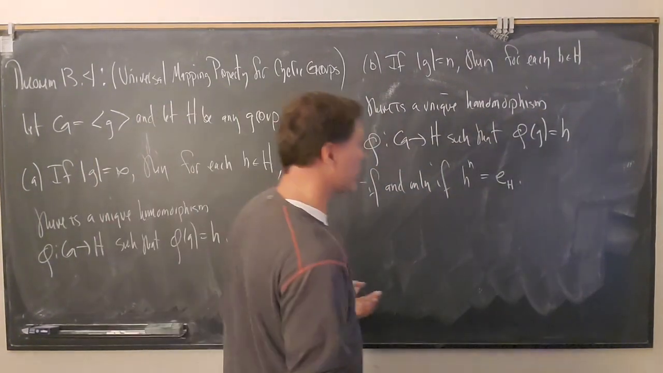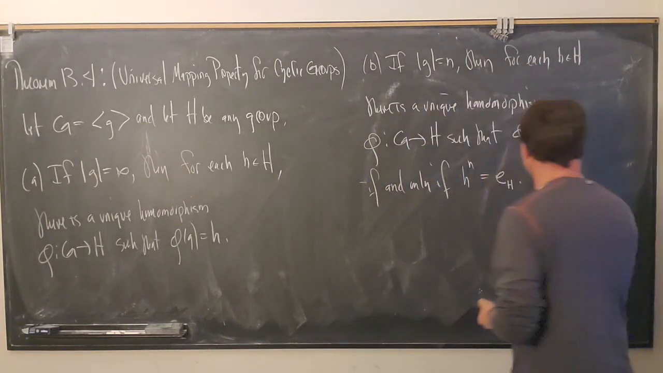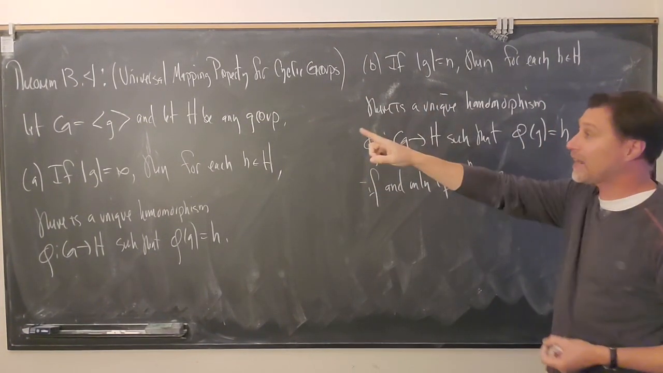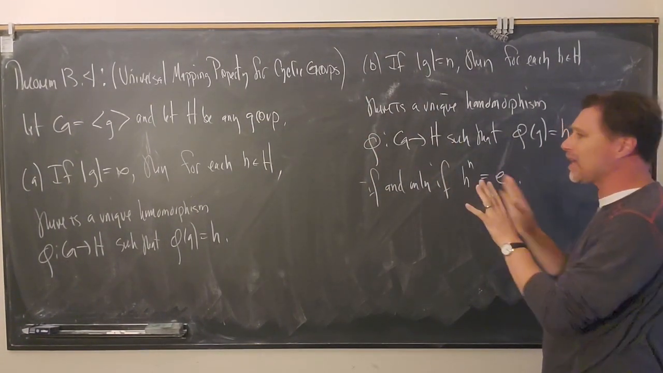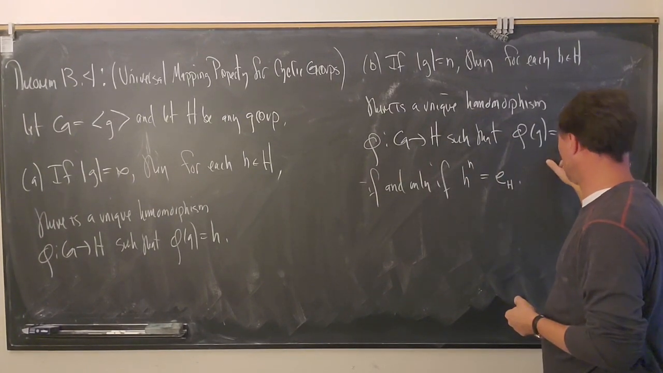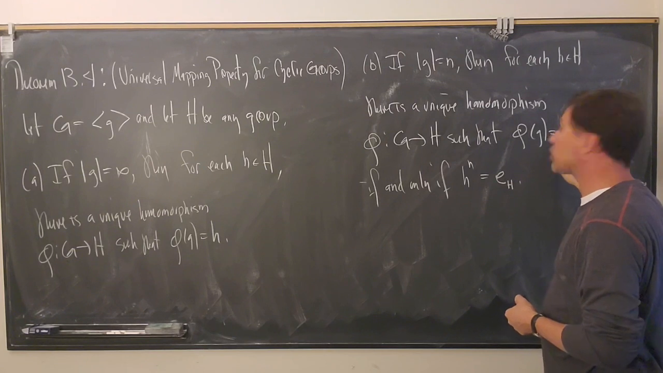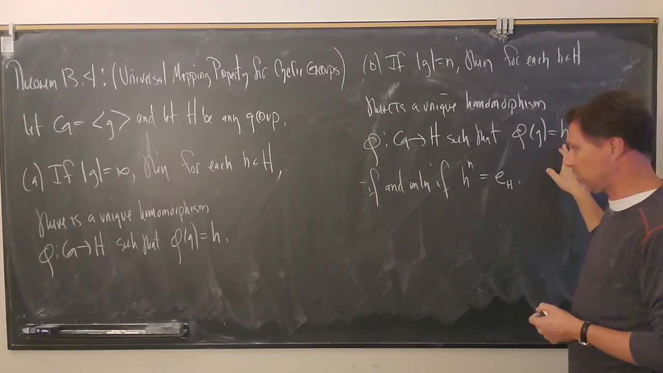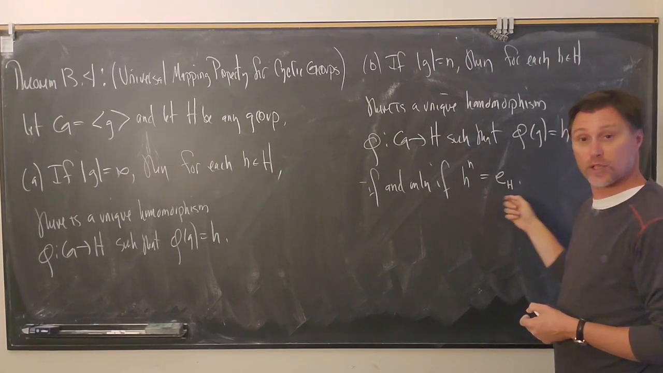Right? So what this says is that we can come up with lots of homomorphisms from our finite cyclic group to H, but it's not quite as easy as in the first case. What we have to do is make sure that our targeted output for little g satisfies this equation right here.